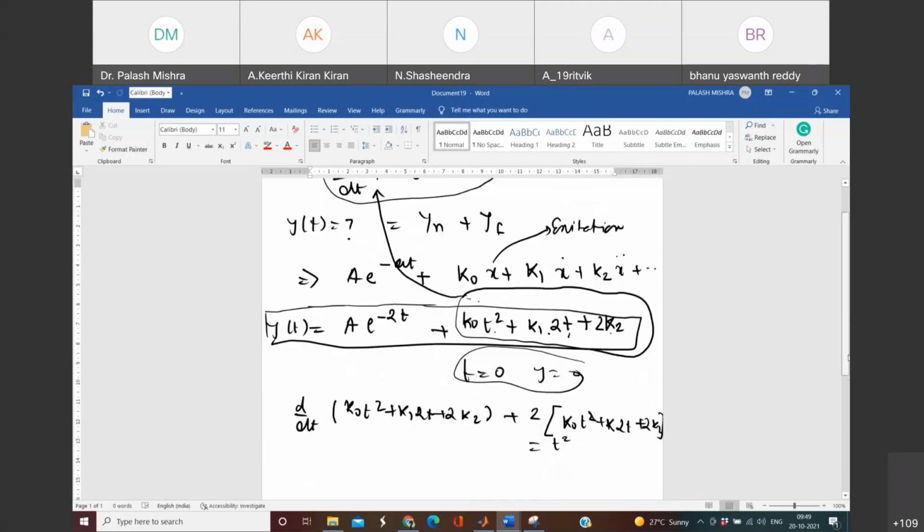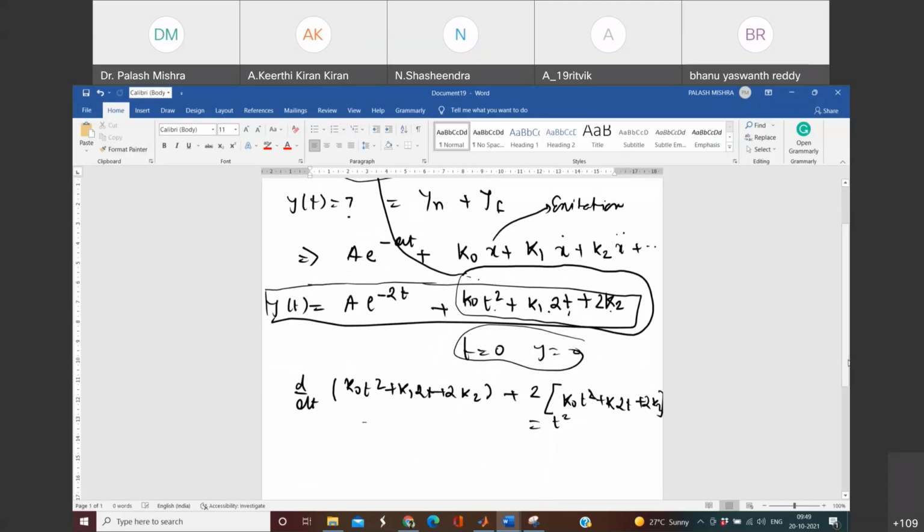Now on both sides you can equate the coefficients of each term. Like the t square coefficient, you can equate on both sides and get the values of k naught, k1 and k2. You just equate the coefficients on both sides and then you get the values of k naught, k1 and k2. This is how you solve these kinds of differential equations.